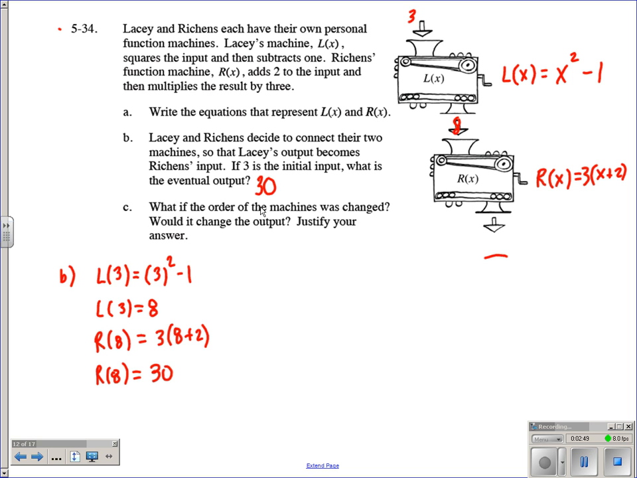Letter C says, what if the order of the machines was changed? Would it change the output? Justify your answer. Well, let's flip our machines around. Let's do our function for Richens first, and then do Lacey's afterward. So let's say R of, now we're going to plug in 3. So we're going to say 3 times the quantity of 3 plus 2. Well, 3 plus 2 is 5, times 3 is 15.